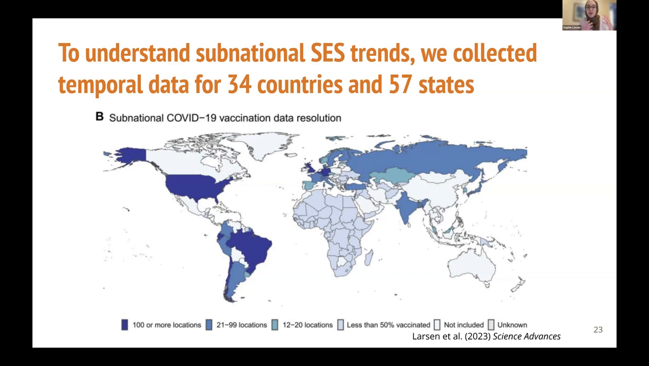And so to understand these subnational trends, we collected subnational temporal data for 34 countries and 57 states. The states here are in the US and Brazil because we just had so much data that we were able to split it that way. And this map is showing where we had data at a high spatial resolution. So the darker blues are where we had really good high resolution data. These lighter colors are less than 50% vaccinated, so we really didn't have enough data to make conclusions, or we weren't able to find the data for those countries.